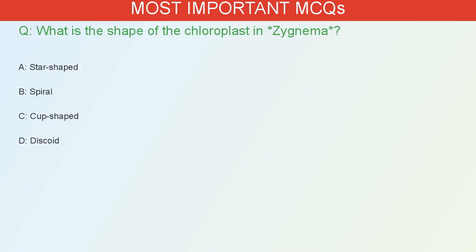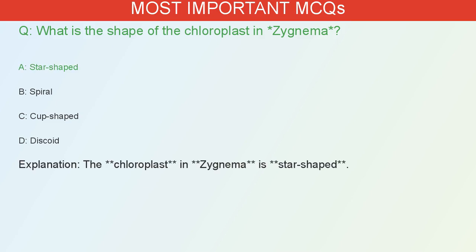What is the shape of the chloroplast in Zygnema? A. Star-shaped. B. Spiral. C. Cup-shaped. D. Discoid. The correct answer is A. The chloroplast in Zygnema is star-shaped.